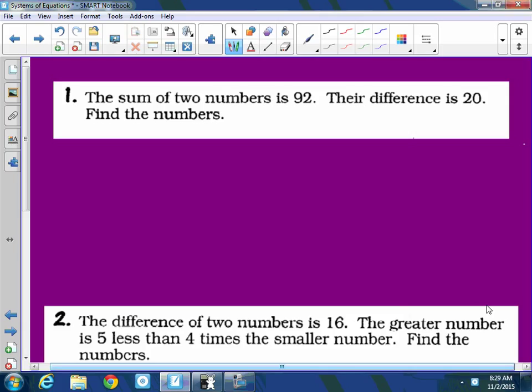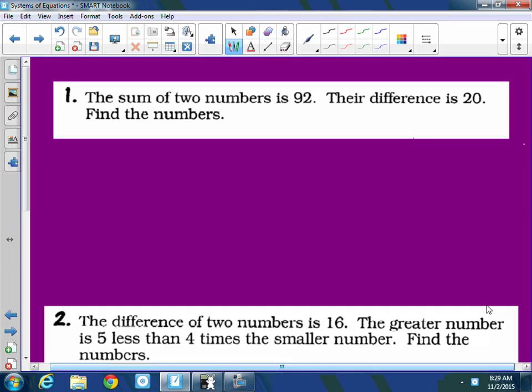All right, the sum of two numbers is 92. The difference is 20. Find the numbers. Do you know the numbers? That's the first question. No. So one of them is going to be what? X, and the other one is going to be Y.